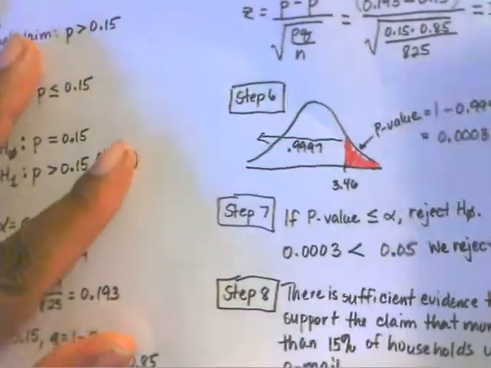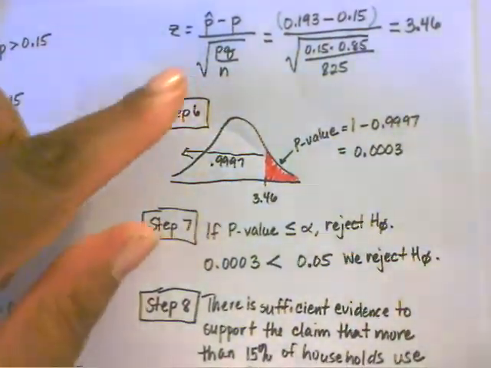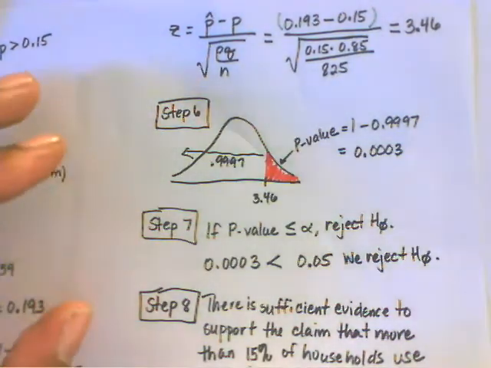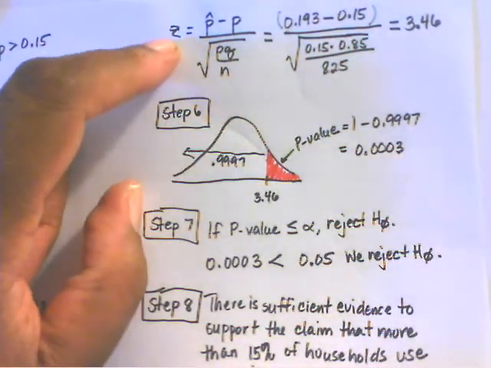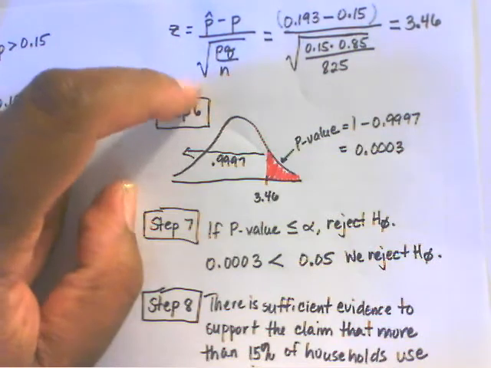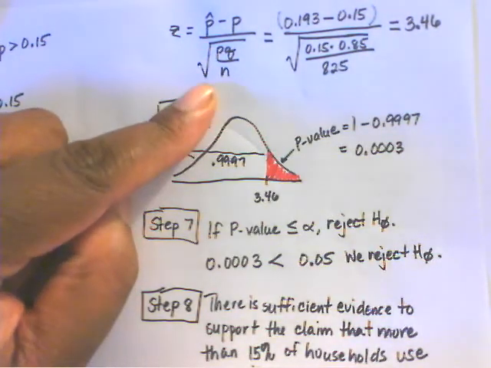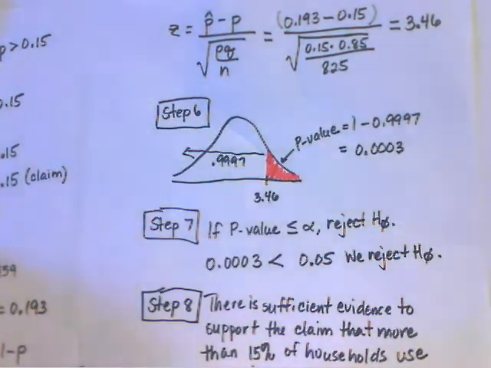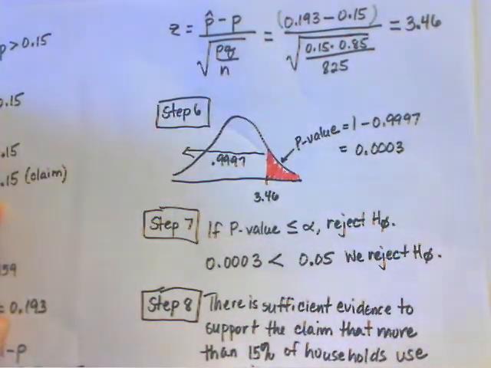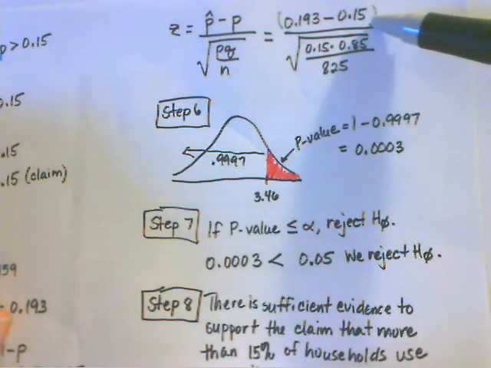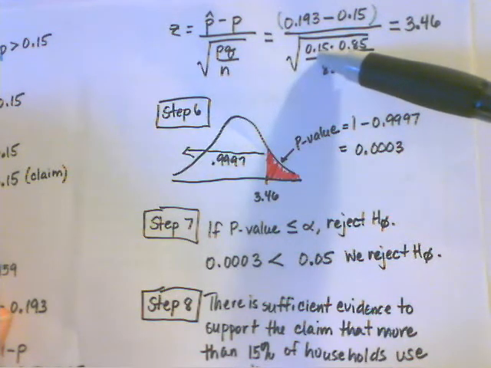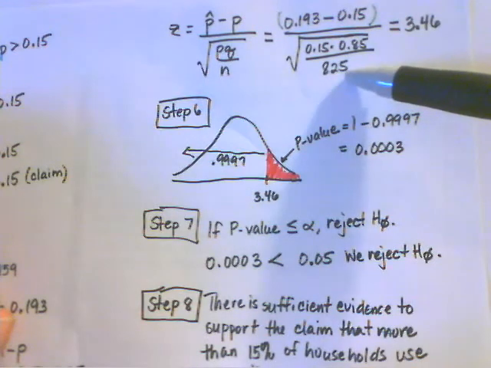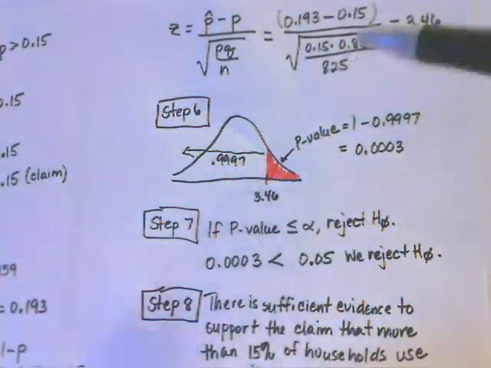And here at the very top is the test statistic. This continues on this side of the paper, which is going to be the answer to part B. What is the test statistic? Here it is. You calculate that by using Z is equal to P hat minus P divided by the square root of PQ divided by N. Okay, so here P hat was 0.193 minus P, which was 0.15. All that's divided by the square root of P, which is 0.15, times Q, which is 0.85, divided by N, which is 825. Okay, now all of this can be typed into the calculator.